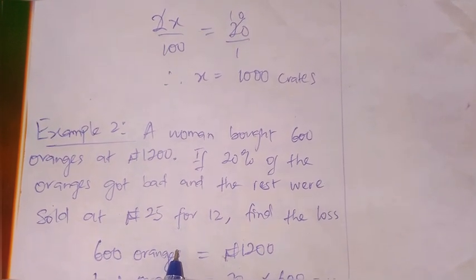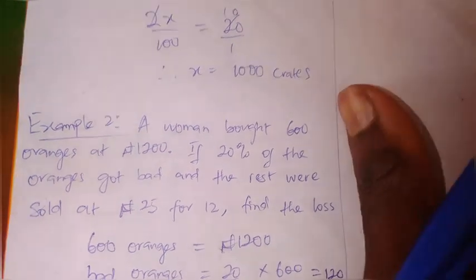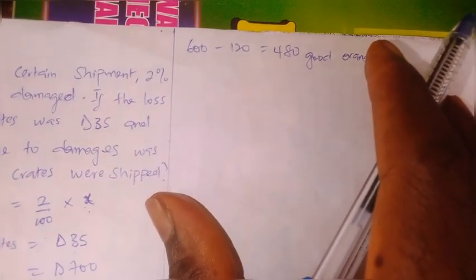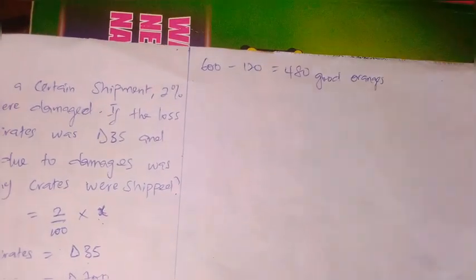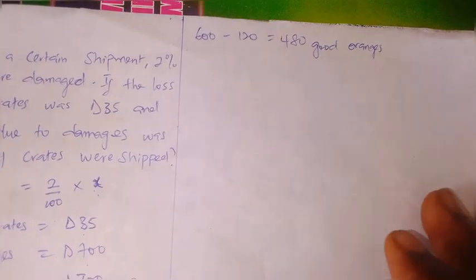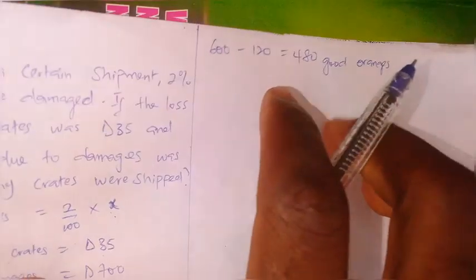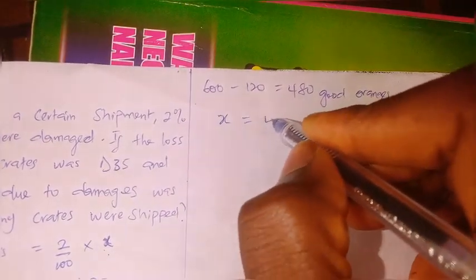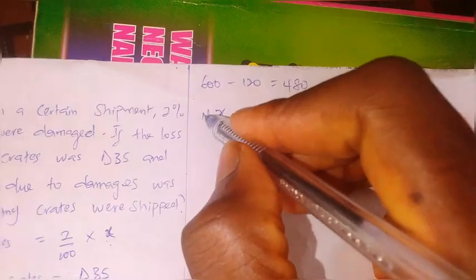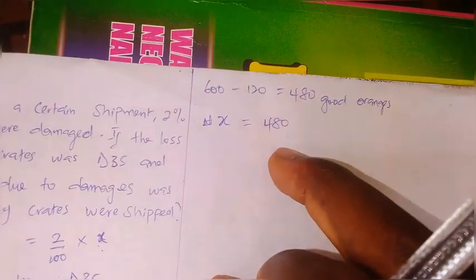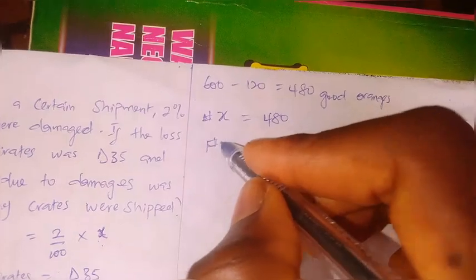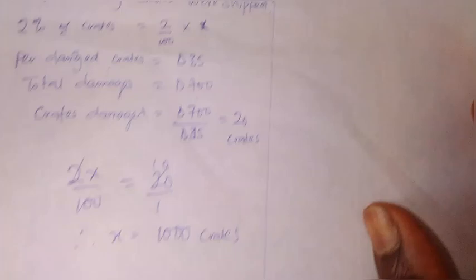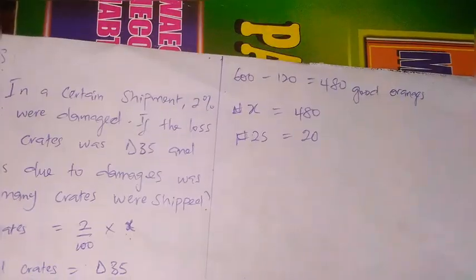And the question now continues by saying if the rest, which is 480, were sold at 25 naira for 12, find the loss. Before we get the loss, we have to know the total number of oranges that are good in this case. So if I say x naira equals 480, that is, they'll purchase 480 oranges at x naira, and then they'll purchase at 25 naira, 12 oranges as was given to us here.